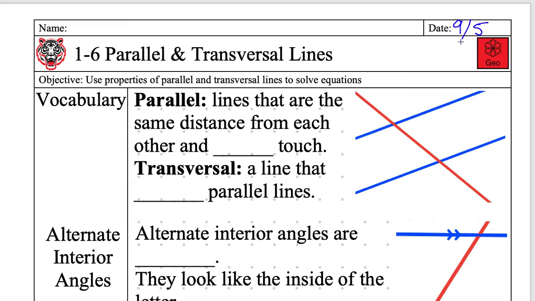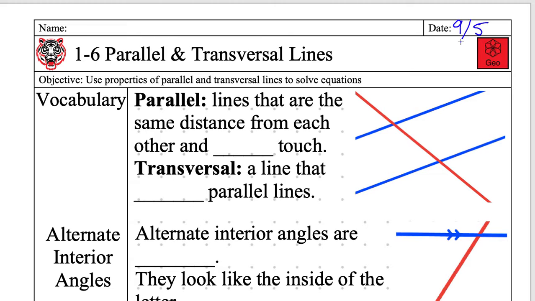Today we are talking about parallel and transversal lines. Raise your hand. Have you heard of transversal lines before? Yes. Transversal lines? Kind of. Raise your hand if you could explain what transversal lines are to the entire class. Not a one of us. Cool. So we are going to go ahead and learn.